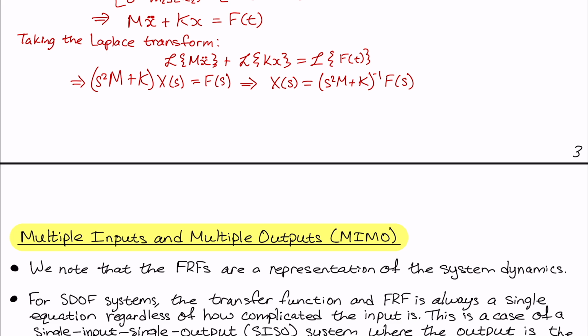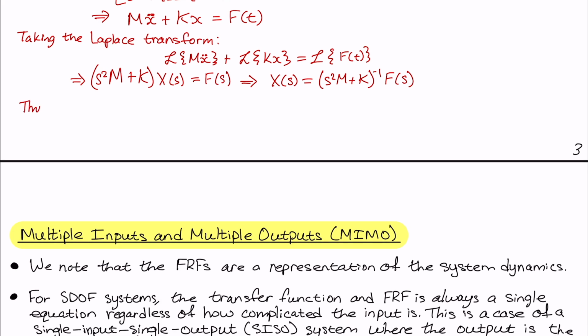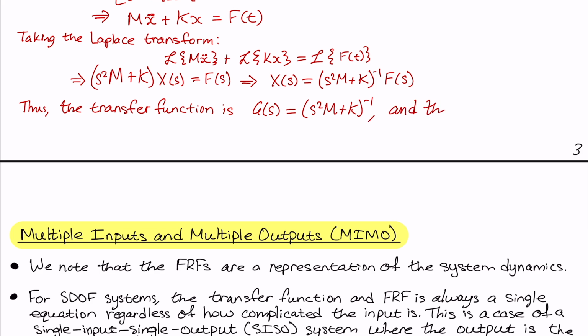All right, so thus the transfer function is Q of s is equal to s squared times m plus k, the inverse of that, and then the FRFs are, say, H of omega is equal to, we substitute s equals j omega, and we'll get back here k minus omega squared m, and then the inverse of that.